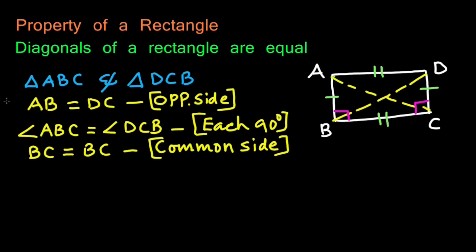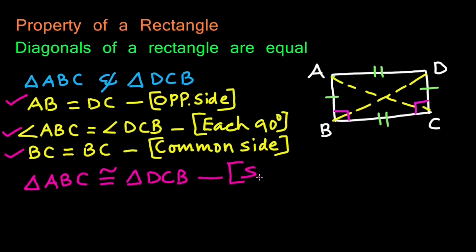Therefore, from these three statements, we can say that triangle ABC is congruent to triangle DCB by SAS test of congruency. Because corresponding sides of congruent triangles are equal, we can say that diagonal AC equals diagonal BD. So this is what we had to prove. Diagonals of a rectangle are equal.